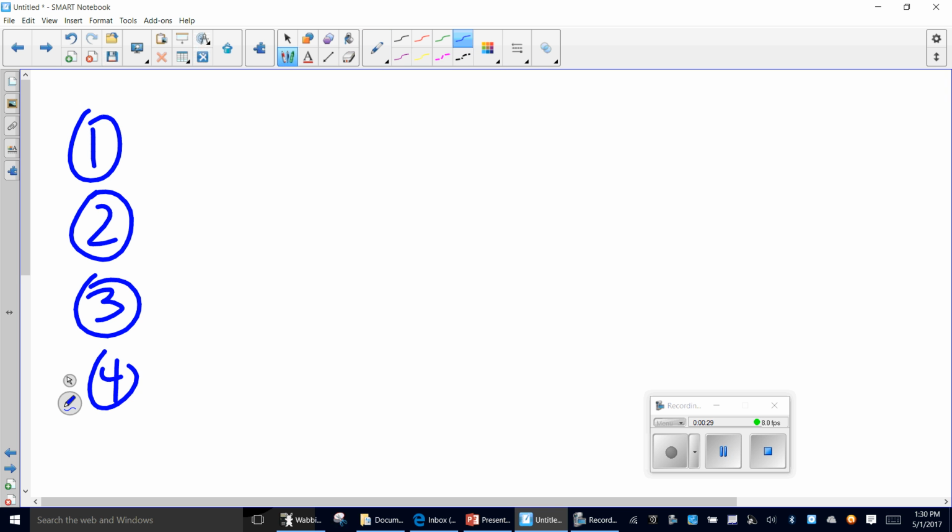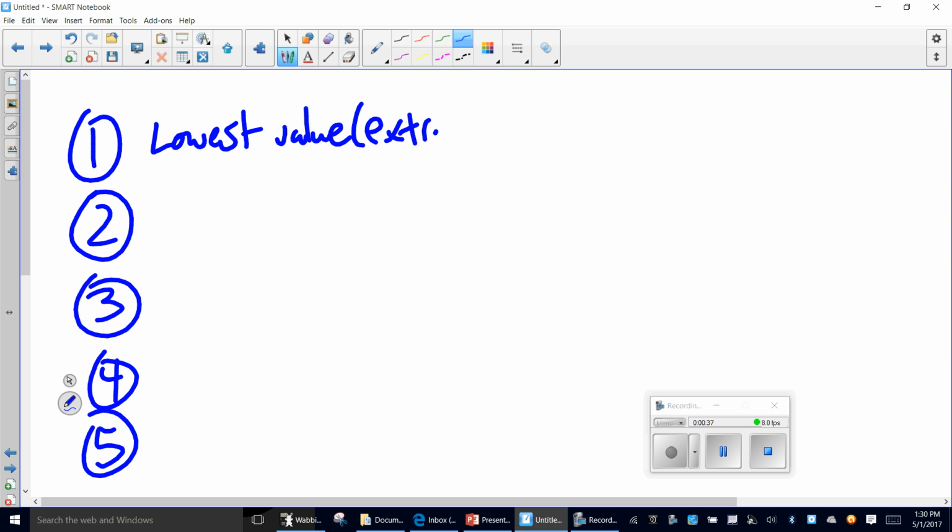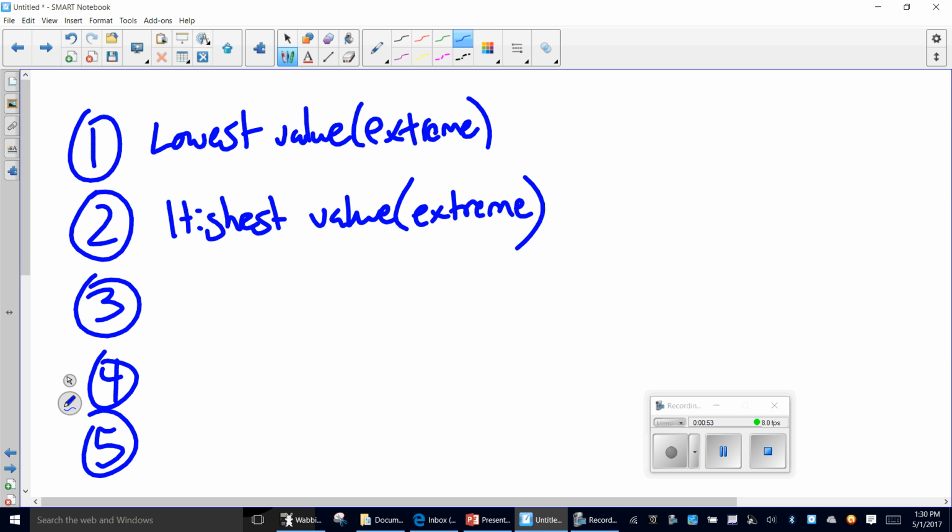You are looking for your lowest value. Sometimes that's called an extreme, by the way. Okay, your lowest extreme, the very lowest number you got. What else? You're looking for your highest value. And again, sometimes that's called your highest extreme. You're also looking for your median.